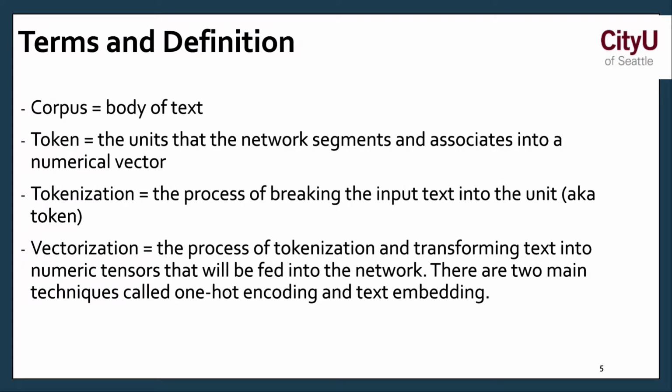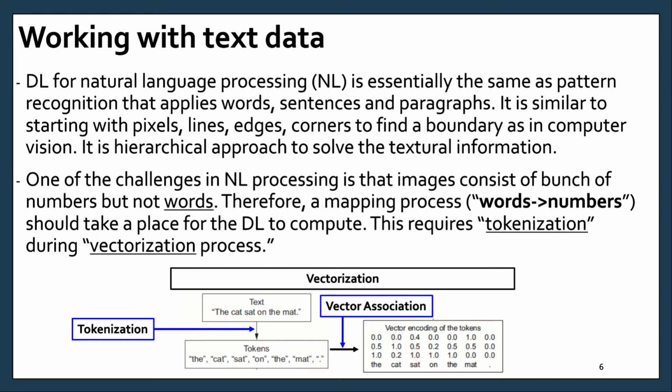So the terms and definitions that we have, right? When we say body of text, we call that a corpus. The units that the network segments and associates into a numerical vector are tokens, right? Tokenization is breaking the text into units. Vectorization is transforming text into numeric tensors. So this is like a vector of numbers, right? An array of numbers. There are two main techniques called one-hot encoding and text embedding.